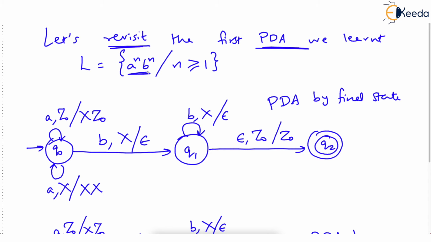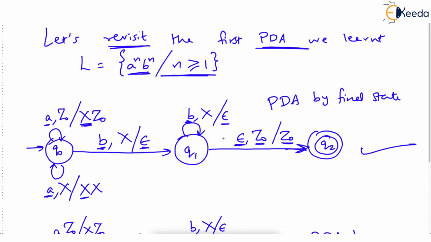A raised to n, b raised to n, such that n is greater than or equal to 1. This was the PDA we constructed. For every a, we push x. Just check, for consecutive a also, we push x. And for every b, we pop x. And for epsilon input, when the input is finished, and if the top is Z0, we keep that Z0 as it is and enter the final state.